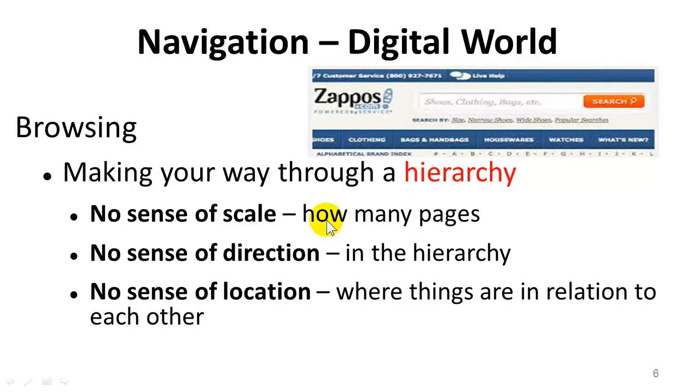Some considerations when developing a navigation system, especially for a website or a mobile product, but it can also be for a printed product also. In the digital world, there may not be a sense of scale. For example, how many pages in the website? How large is the website? There might not be a sense of direction. Are we going down in the hierarchy? Are we going up, to the left, to the right? There might not be a sense of location of where things are in relation to each other.